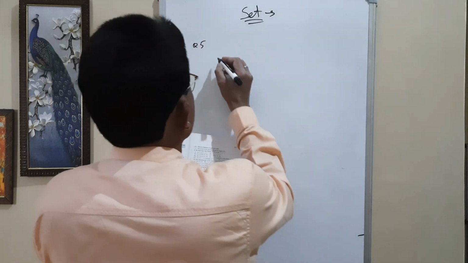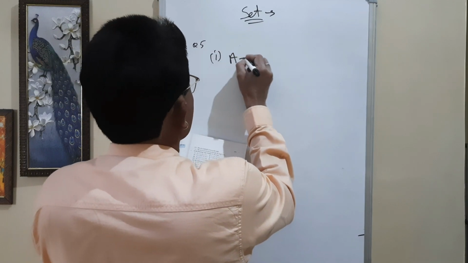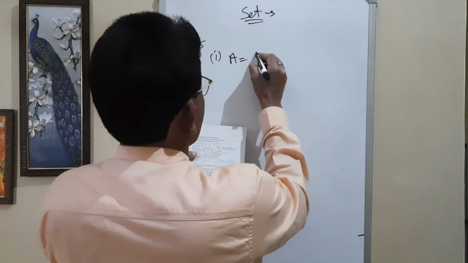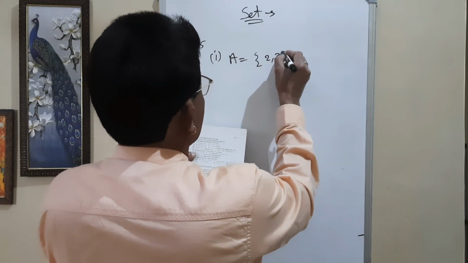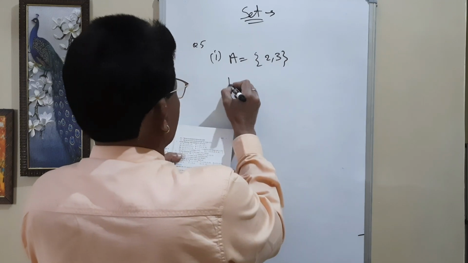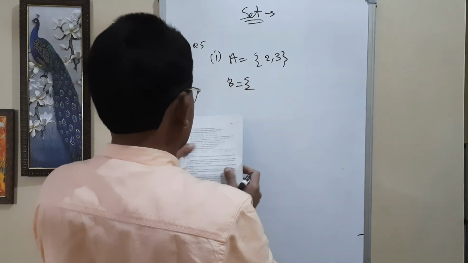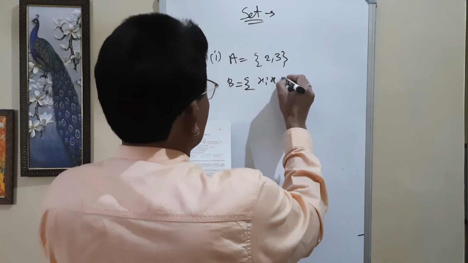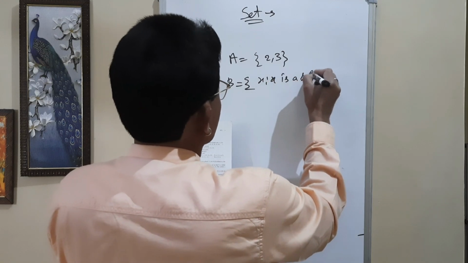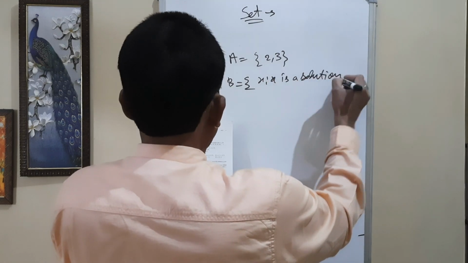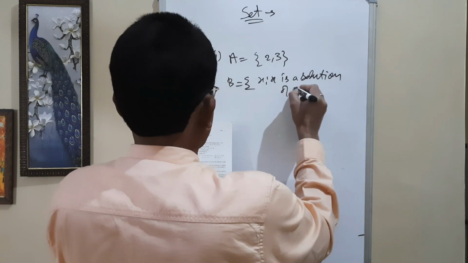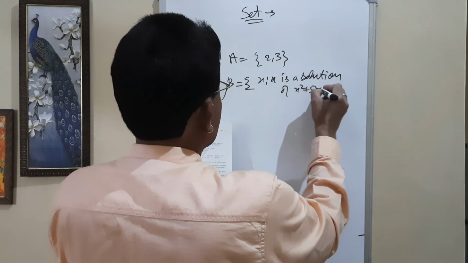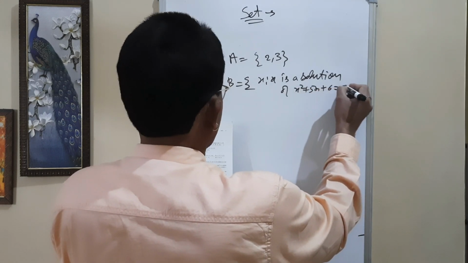Let me take the first part. A is equal to what? 2 and 3 it is given. And set B, dear student, you see set B. Set B is x such that x is a solution of x square plus 5x plus 6 equal to 0.